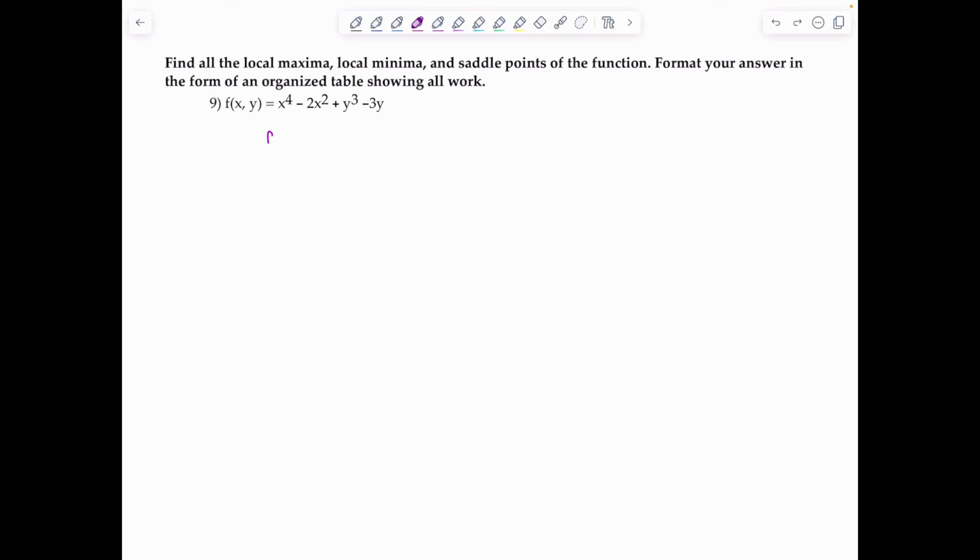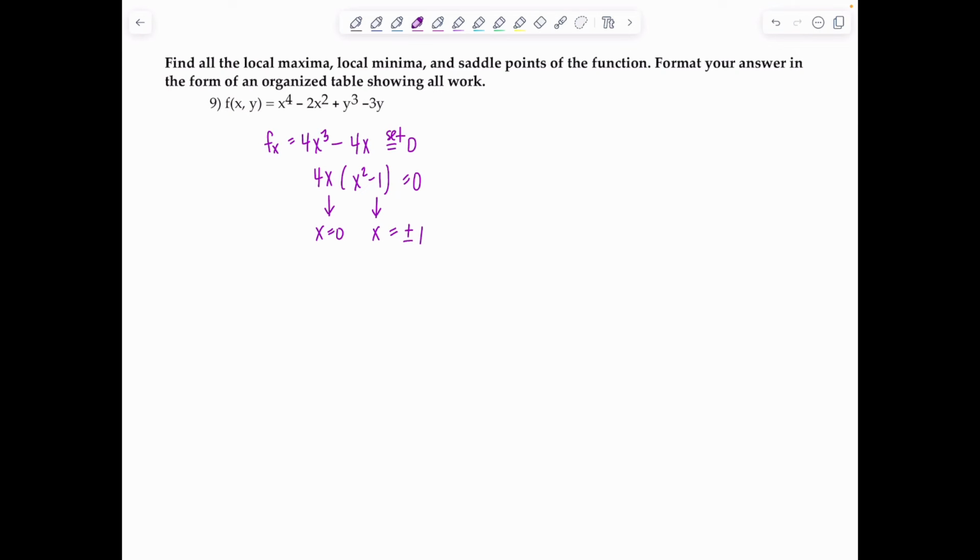So partial with respect to x is 4x cubed minus 4x. We set this equal to 0. So factoring out 4x, I'm left with x squared minus 1. So that tells me either x is 0 or x is plus or minus 1.